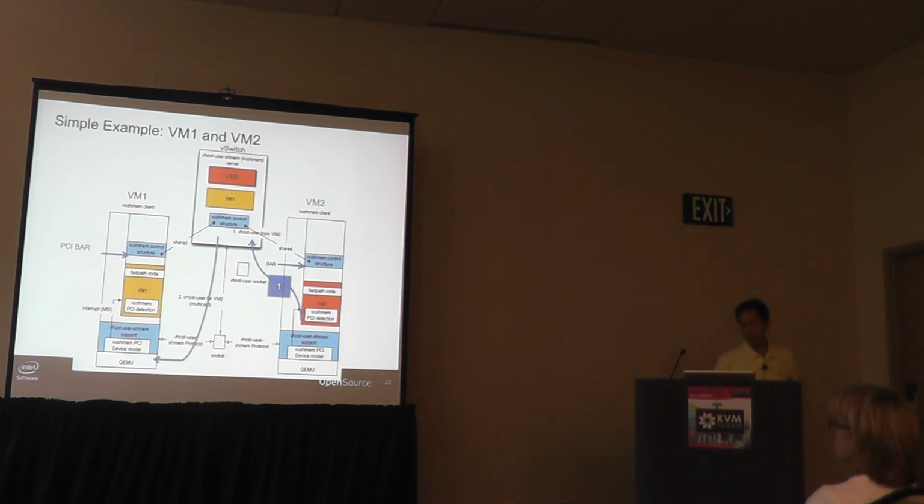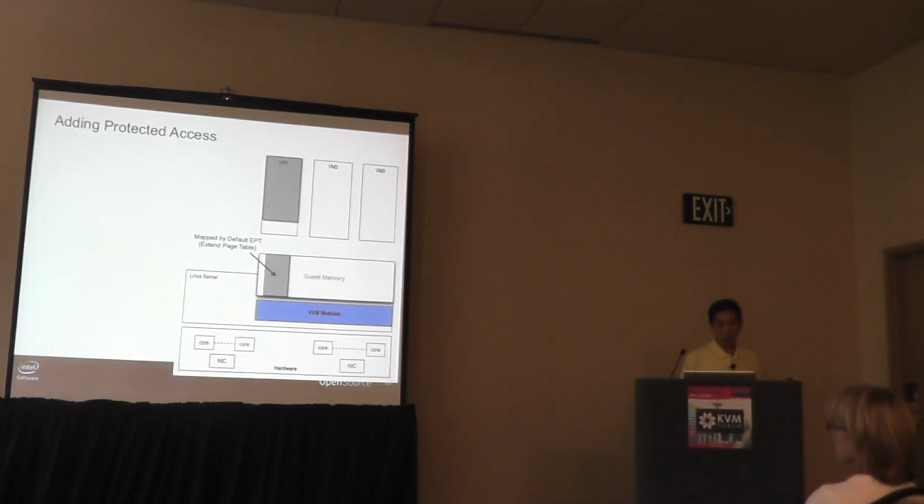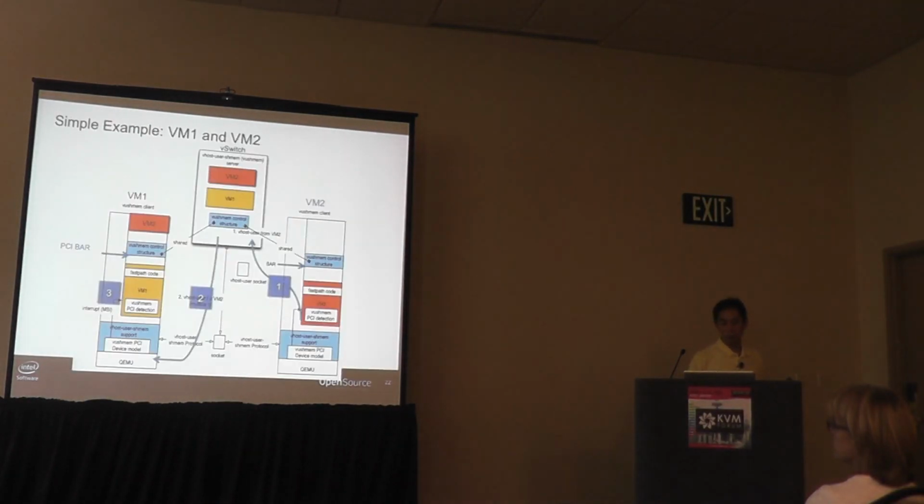Then it sends the information to QEMU. Then QEMU can extend that mapping, and it can map this one. Now VM1 can access VM2. And we have the PCI device here, which basically shows the base address of that shared memory. You can ignore the control structure for now.